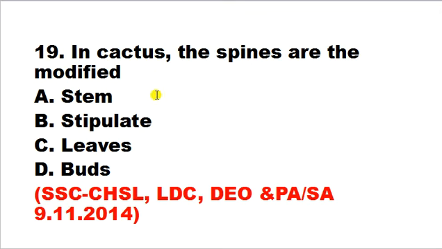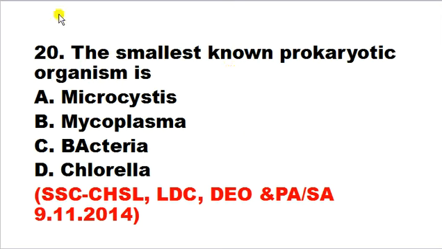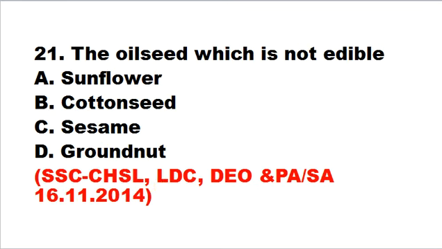In cactus, the spines are modified stems, stipules, leaves, buds. So C is correct. Cactus has spines, and these spines are modified from the leaves. The smallest known prokaryotic organism is Microcystis, Mycoplasma, bacteria, Chlorella. So answer B is correct. Mycoplasma is the smallest known prokaryotic organism on the earth.